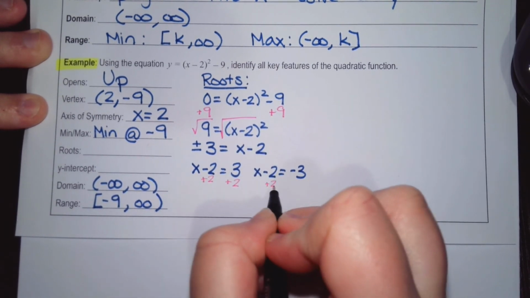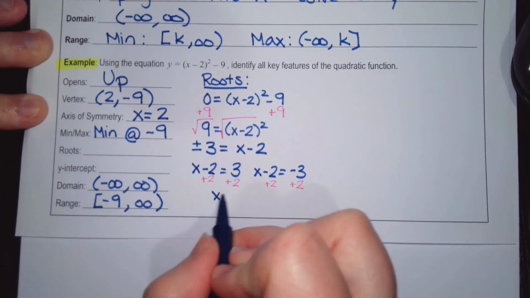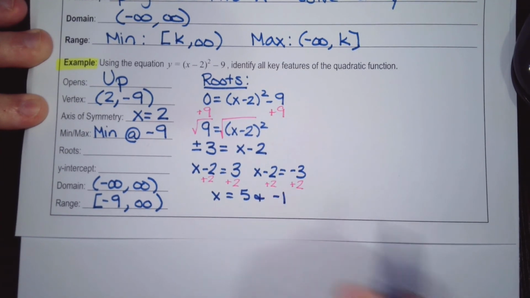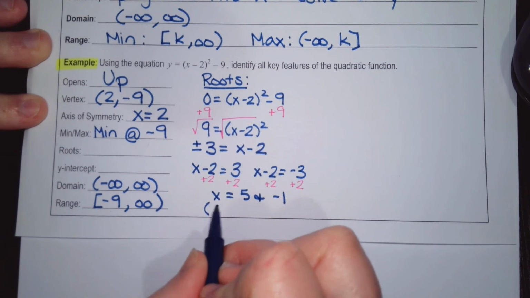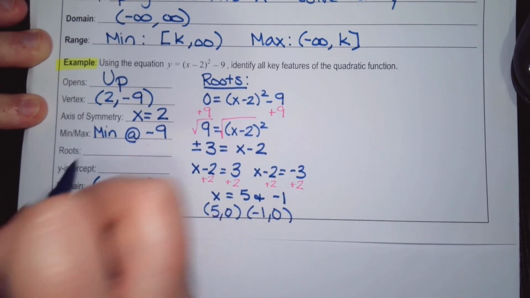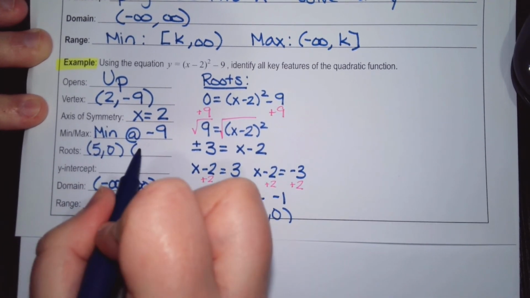Add 2 to both sides for both of them. So we get x is equal to 5 and negative 1. But these are roots, these are coordinate points, so you need to write them as coordinate points. So (5, 0), (negative 1, 0). And those are our roots.